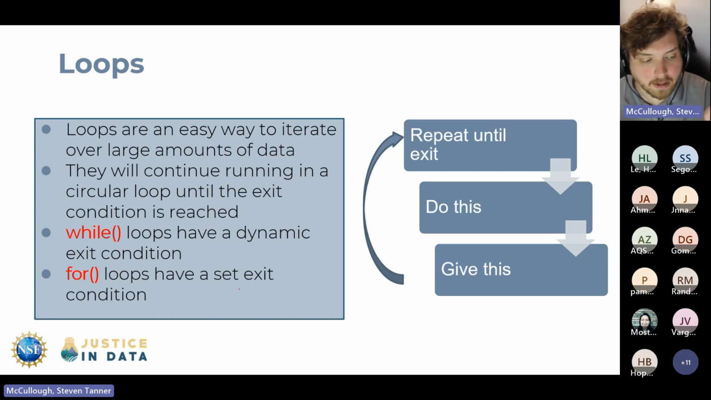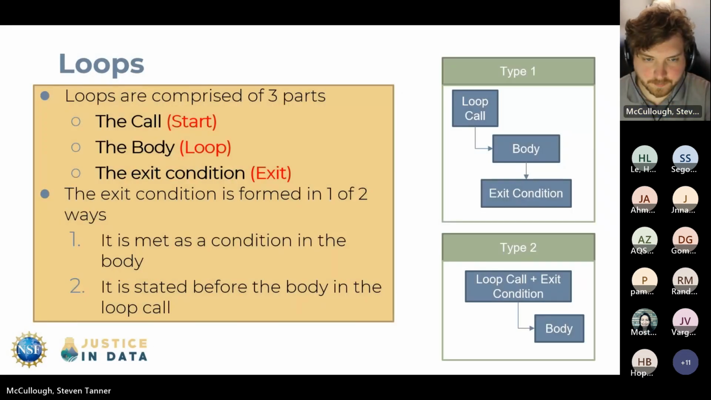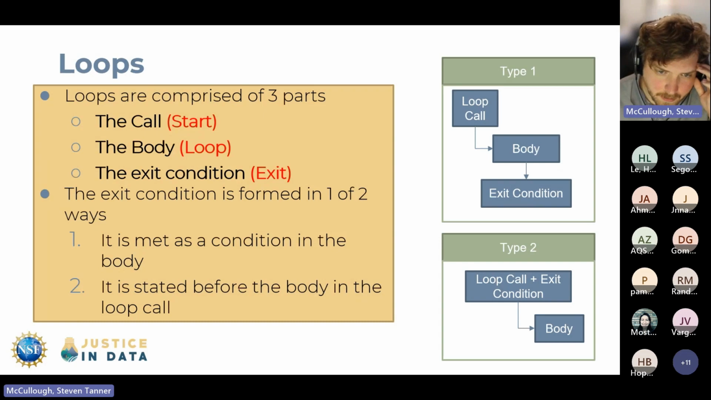A while loop, however, just checks for a true false condition, and that's it. So it's like a conditional statement that is also a loop. So loops have three parts to it. They have their start, which is the call. And this is usually where you type like while something or for something or something like that.